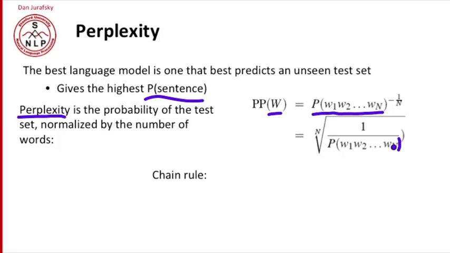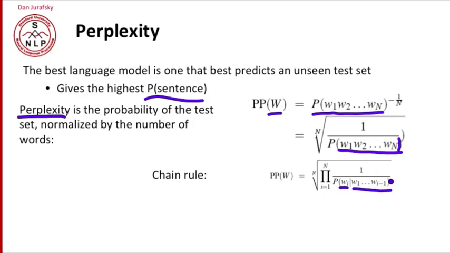So by the chain rule, the probability of this string of words 1 through n is the product over all i of the probability of each word given the entire prefix beforehand. And so we've just, by the chain rule, replaced the probability of a long sequence with the product of the probabilities of each word given its prefix.